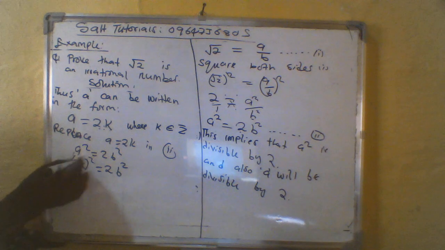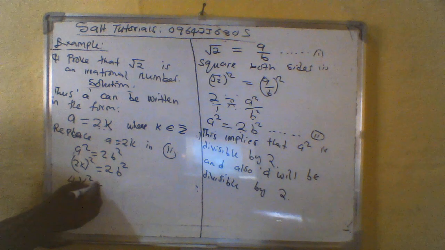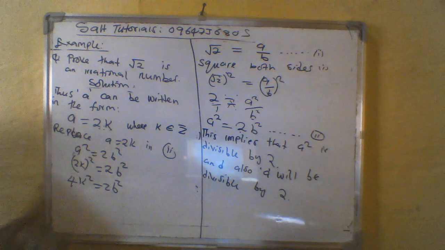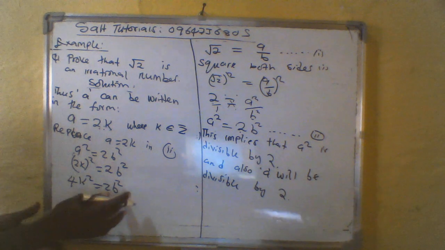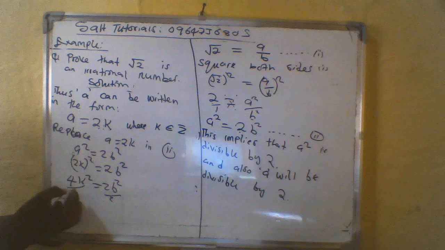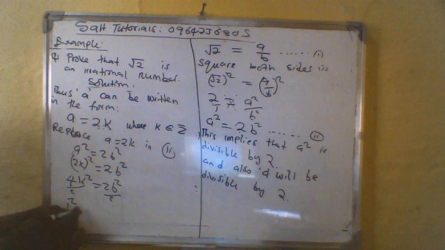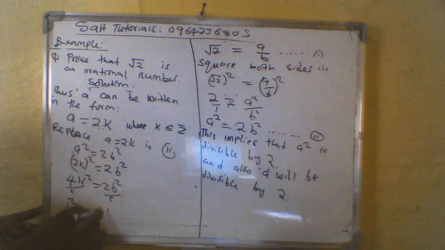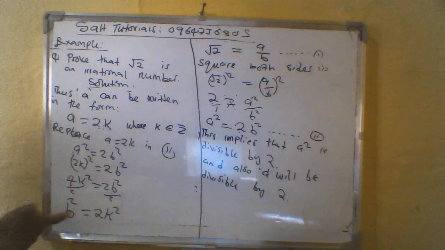So this is 2 squared, which is going to give me a 4, k squared, which is basically k squared, equals 2b squared. We can make b squared the subject here by dividing both sides by 2. If I divide this side by 2 and this side by 2, what am I going to have? I'm now going to have b squared equals 2k squared. So this is what I'm going to have.